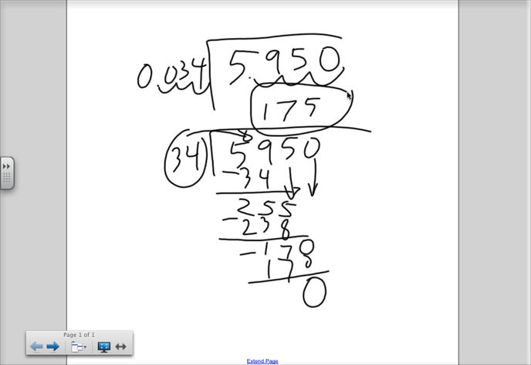Some people give you an answer like 0.0000 something. Make sure you know how to do this correctly. Okay, we're good with decimal review? Okay, move on to fraction review.